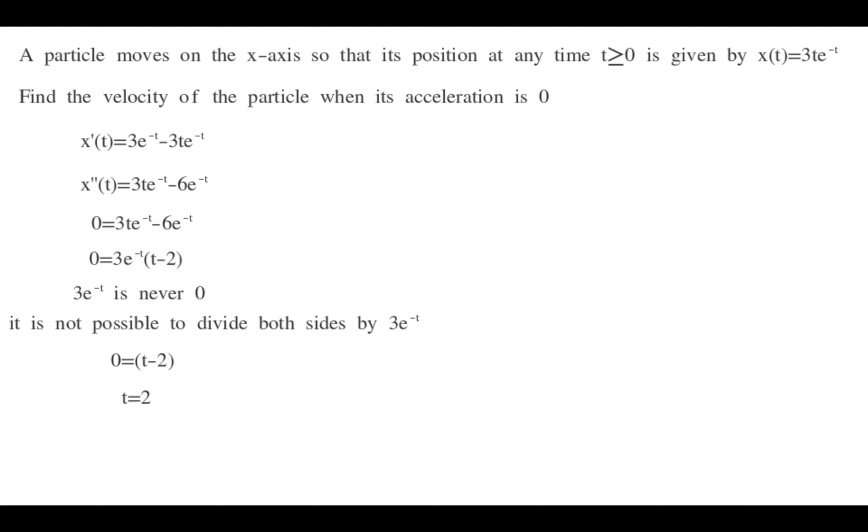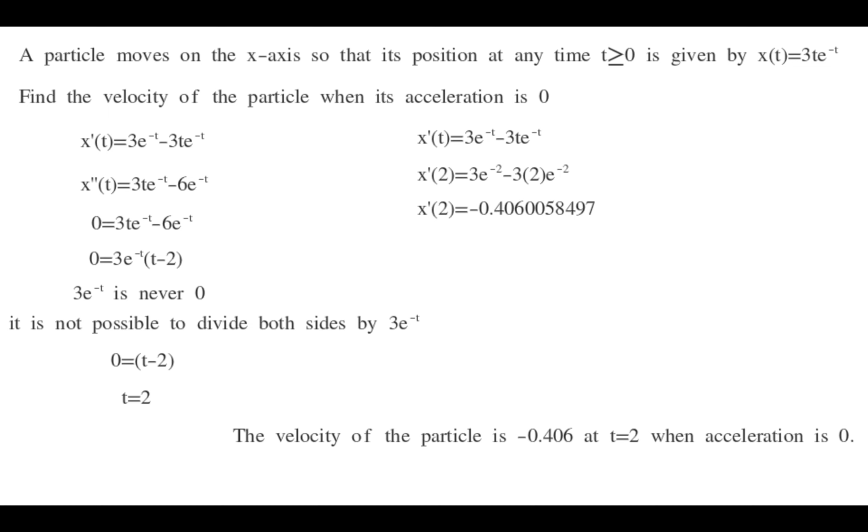So the acceleration is 0 at t equals 2. Then what we're going to do is plug in 2 for t into the velocity equation. We get x prime of 2 equals 3e to the negative 2 minus 3 times 2e to the negative 2. And so x prime of 2 equals negative 0.406005847. So the velocity of the particle is negative 0.406 at t equals 2, when the acceleration is 0.